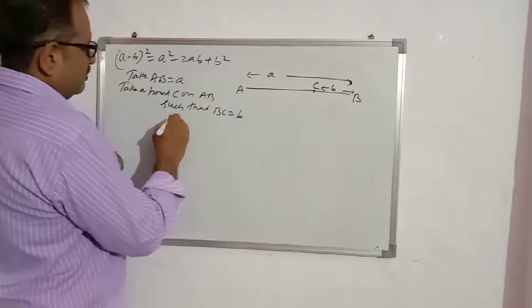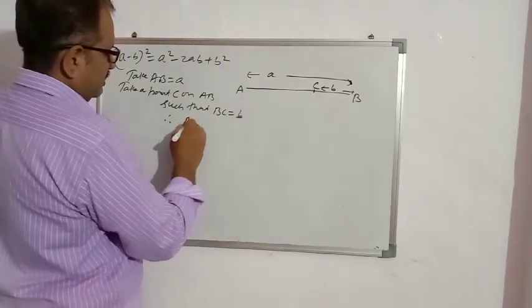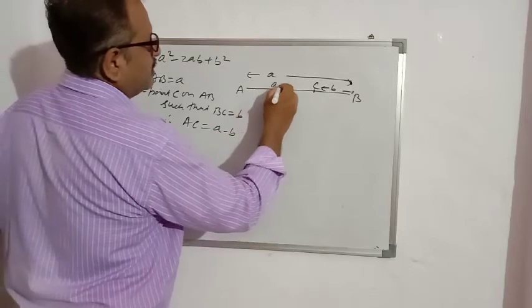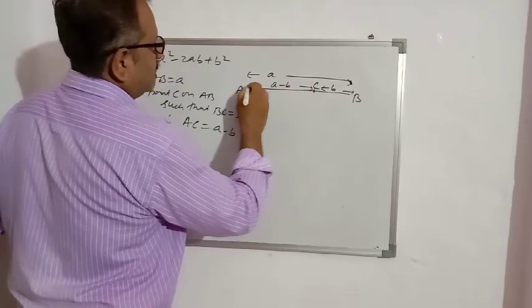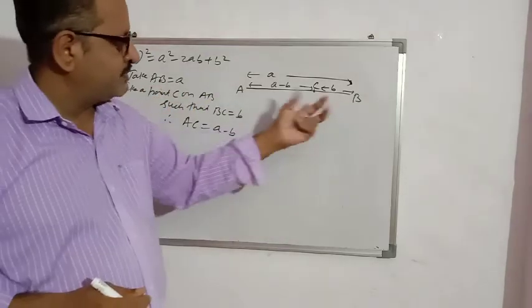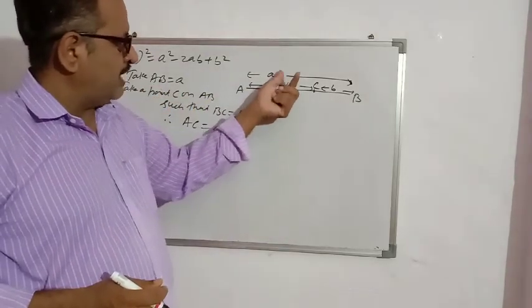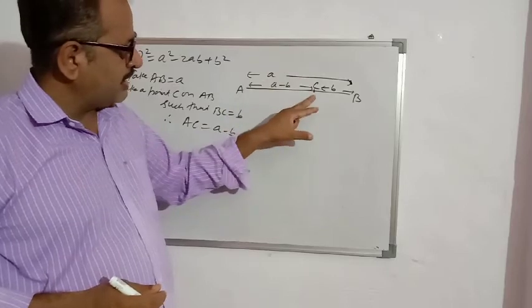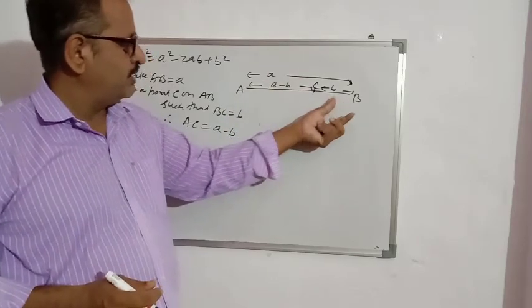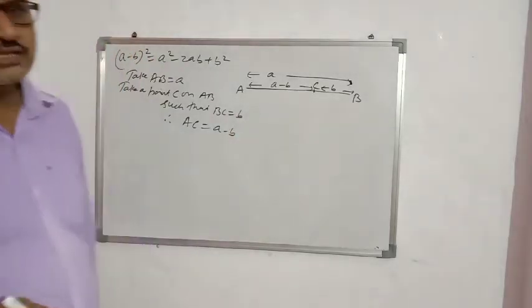So therefore, what will be AC? AC will be a minus b. Firstly, take AB equal to a. Then take a point C on the line segment AB such that BC is equal to b. So AC will be a minus b.